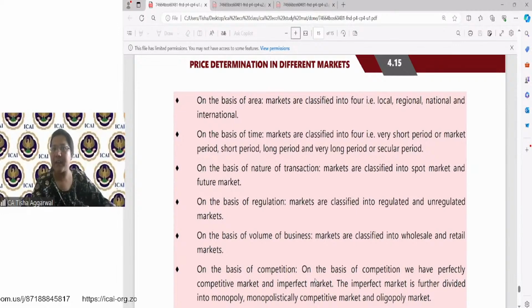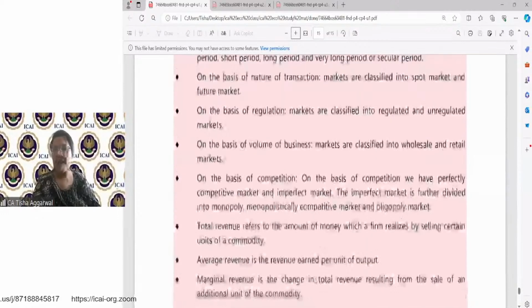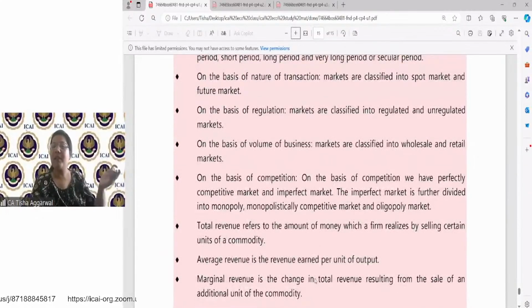In regulated market, it is something which is like SEBI. Unregulated market, something which is like unorganized. Correct? Competition, we have perfect competition, imperfect competition. Imperfect is further bifurcated into monopoly, monopolistic, and oligopoly.